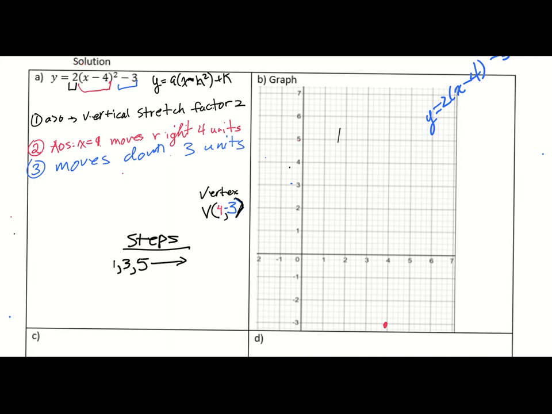So now we have to take the number 2 and times it by everything that's to the left of this thing, where it says 1, 3, and 5 for its steps. So now 1, 3, and 5 become 2, 6, and 10. So that means we're going to have to go over to our vertex here, and then we're going to have to go over 1. And instead of going up 1, what we did before, now we have to go up 2 to this point here. So let's draw that in.